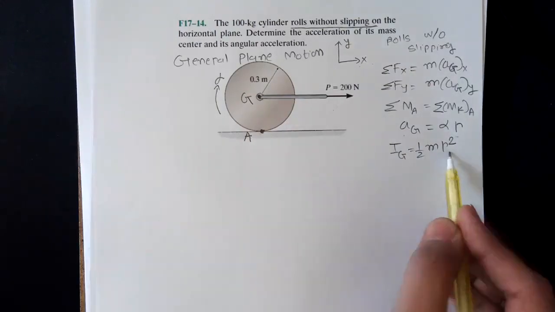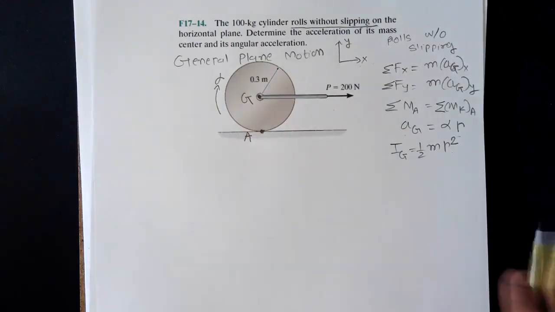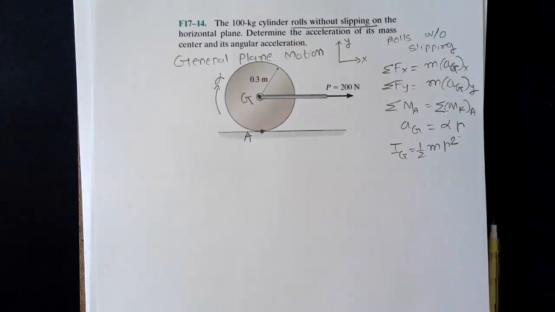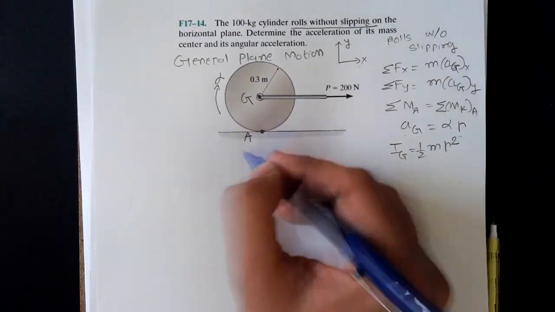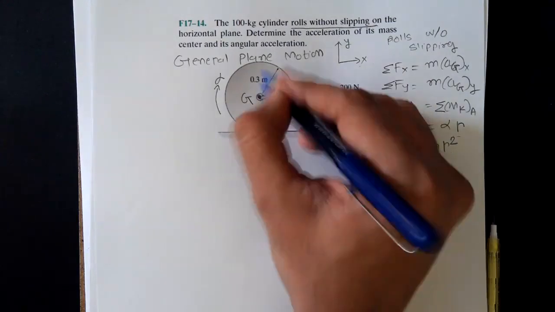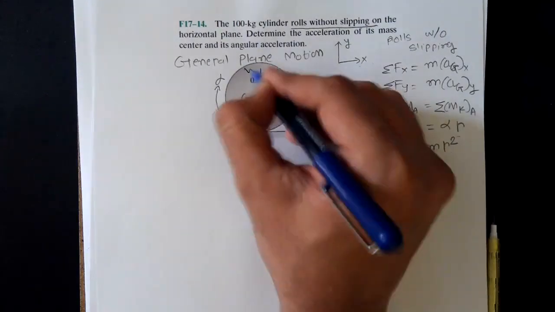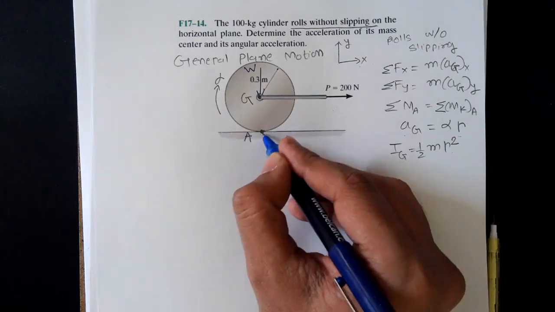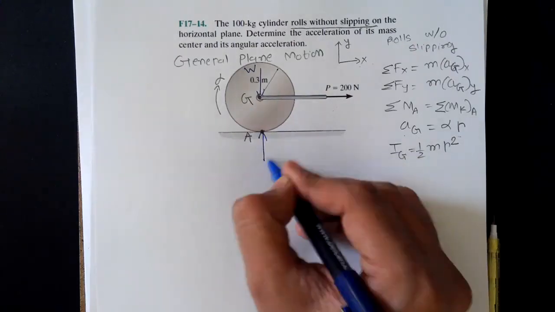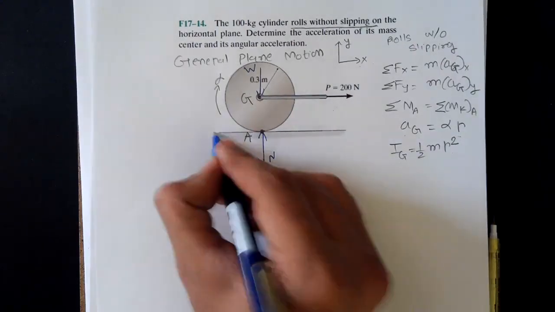Now let's draw the free body diagram. For that we need to consider the various forces acting on the disk. One of them is weight, which is here, so this is W. Then normal force at A, so this is normal force. Then friction force.